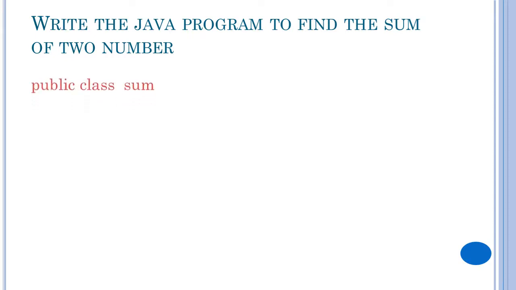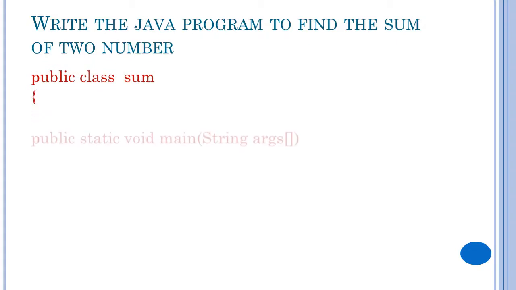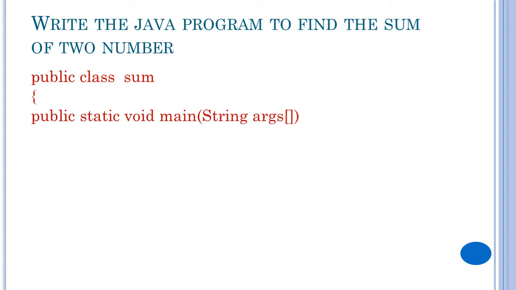Okay. First, public class Sum, the class name is Sum, open the bracket, then public static void main(String[] args), then open the bracket, and write int a, b, c. Why have I used it? a, b, c are the three variables. a and b are the input variables, meaning I'll give one value for a and one value for b, and I'll add them and store that value in the variable c. So I have used a, b, c.